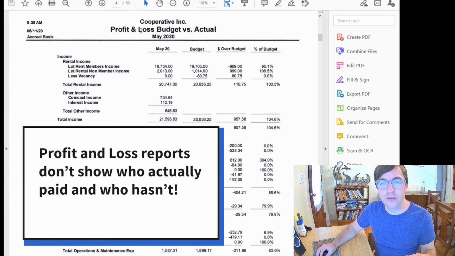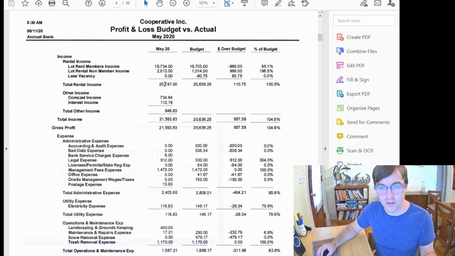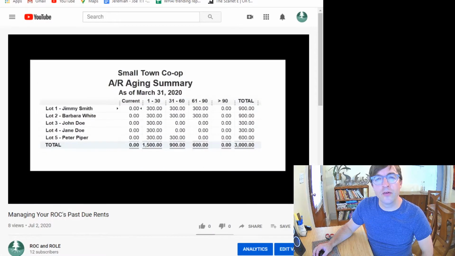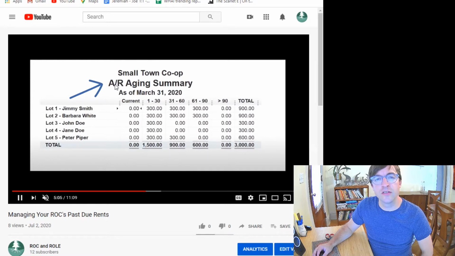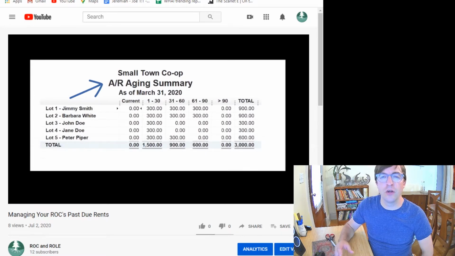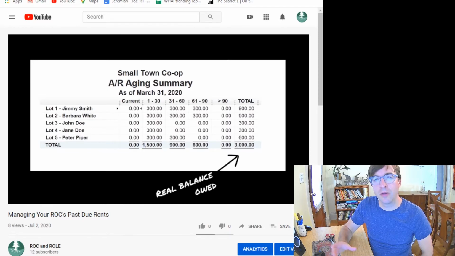In other words, the income side of the profit and loss report is not a tool for tracking and managing unpaid lot rent. To understand who hasn't paid rent, there's a separate report we use called the Accounts Receivable or AR Aging Summary, and I'll put a link to a video I made all on how to use this report and the all-important task of tracking and managing past due rent in the description to this video below.